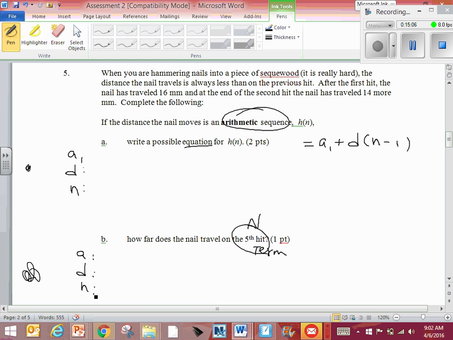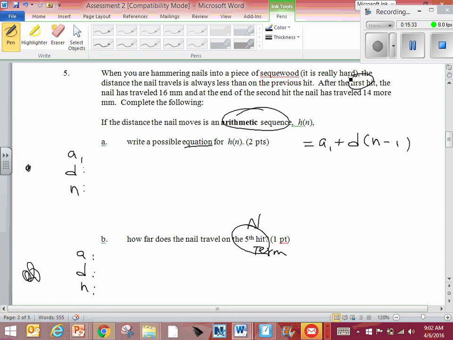The first hit, the nail has traveled. That first is going to be important because over here we know one of these letters represents the first. So here it comes. The first hit the nail travels is 16 millimeters. At the end of the second hit, it has traveled 14 more millimeters.